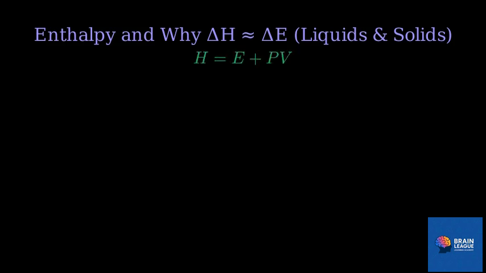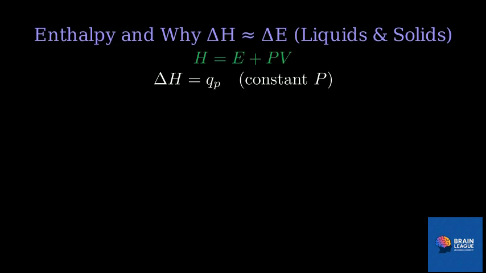Enthalpy, H, is a thermodynamic state function defined as H equals E plus PV, where E is the internal energy, P is pressure, and V is volume. At constant pressure, the heat flow into the system, Q sub P, equals the change in enthalpy delta H.